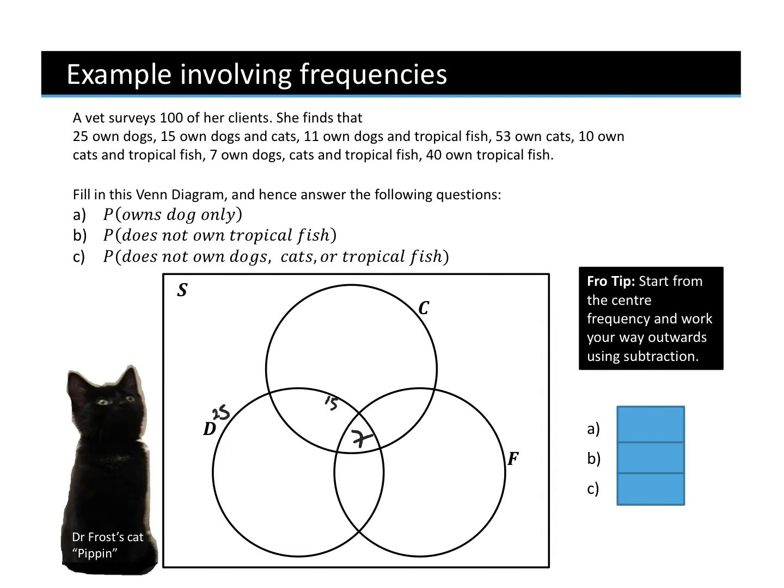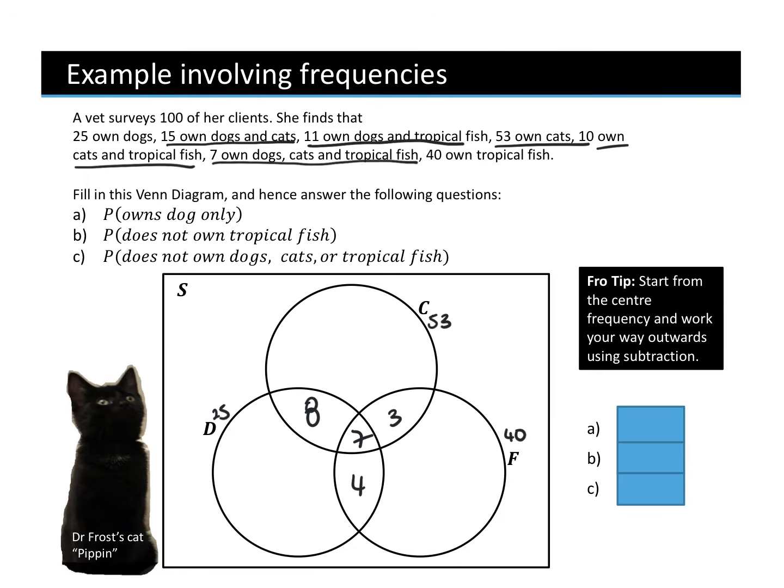Now, I know there's 15 own cats and dogs, but 7 own three, so 15 take away 7 is 8. Okay, and then what I'm also going to do is underline what I've done. 11 own dogs and tropical fish. Dogs and tropical fish is 11. We've already got 7, so that's 4. 53 own cats. I'll just put that there. 10 own cats and tropical fish. So that's going to be 10 take away 7 is 3.